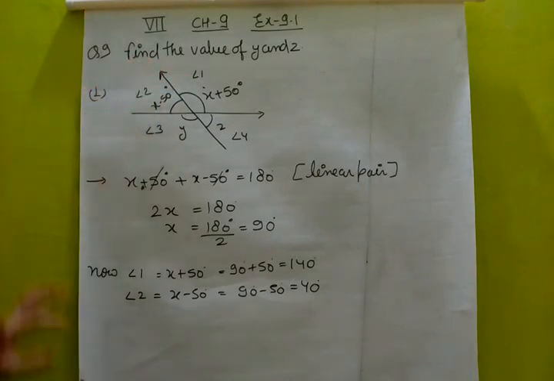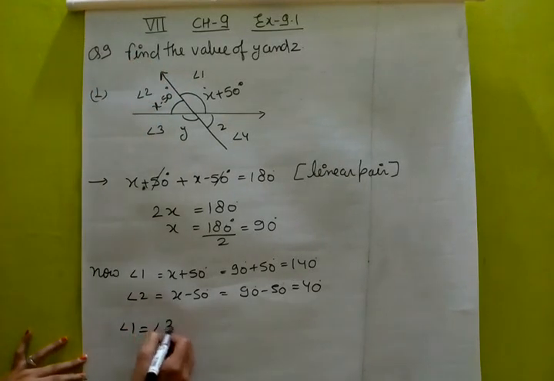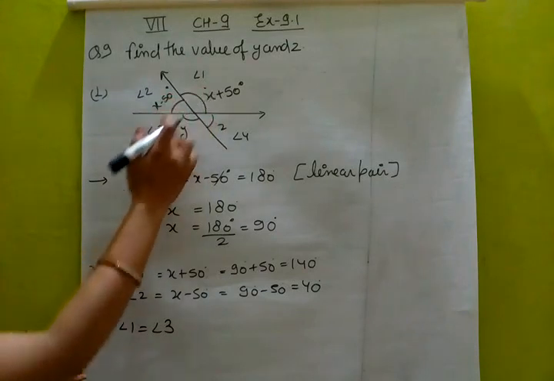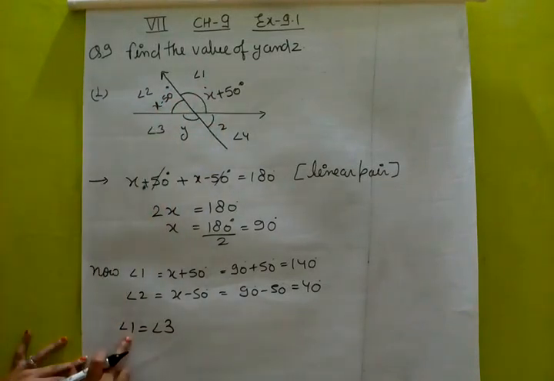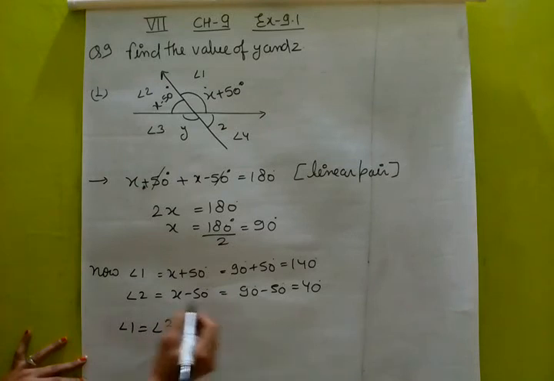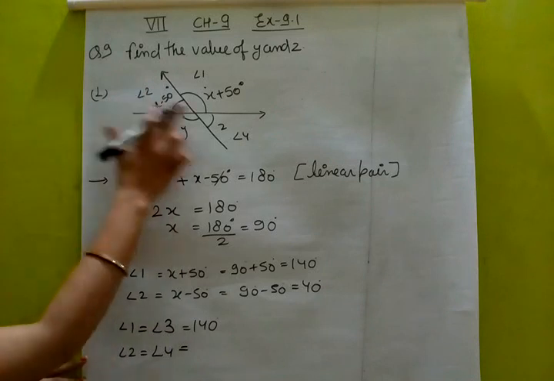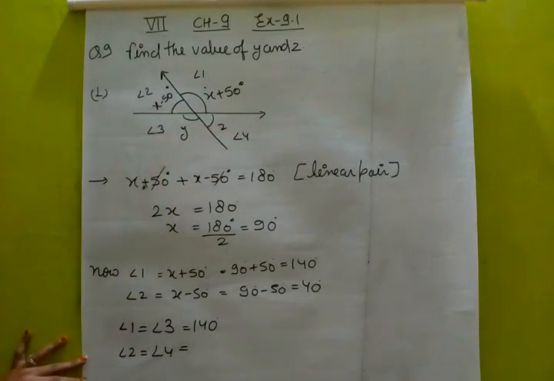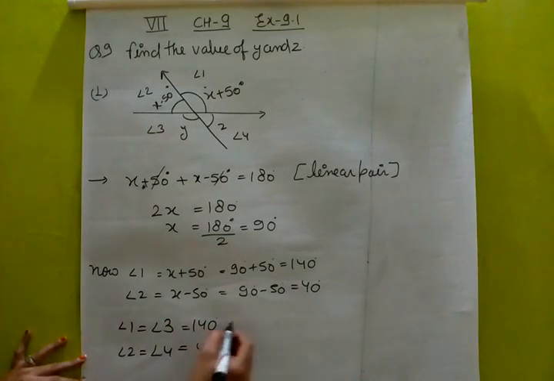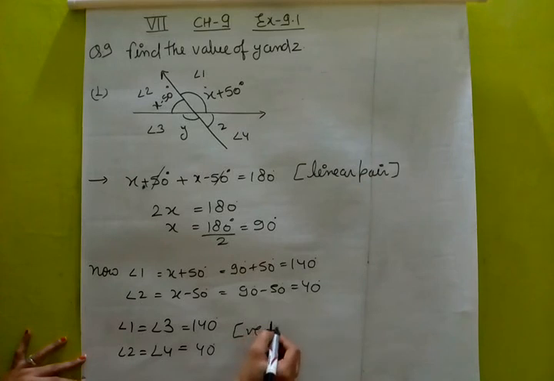Now students, angle 1 will be equal to angle 3. Why? Because they both are vertically opposite angles. So angle 1 value is 140, angle 3 value will be 140. Now angle 2 will be equal to angle 4, because both are vertically opposite angles, and angle 2 value is 40, so angle 4 value will be 40. And students, what will you write as the reason? Vertically opposite angles.